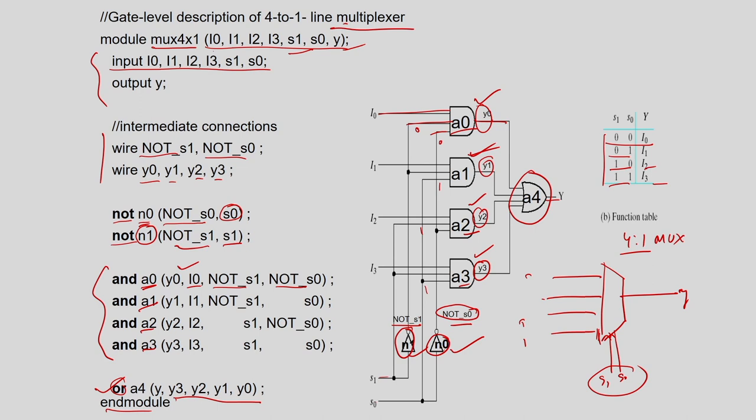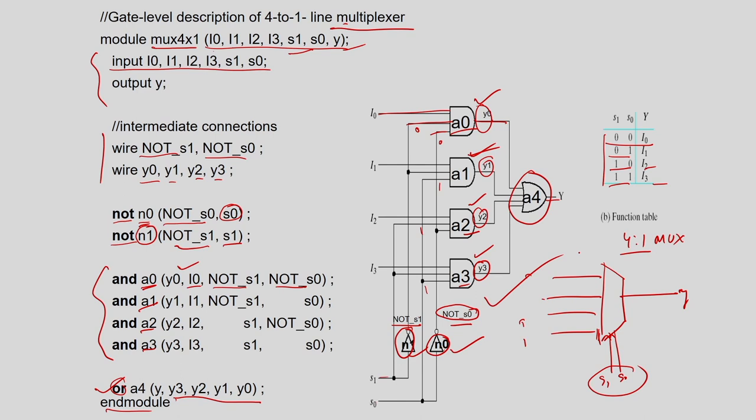So, this way you can develop any design at gate level. You just need to know these connections. You have to give a name to each gate and each wire and make the connections like this. Just instantiate the desired gate and put the port list in such a way that your interconnections become automatic. Okay, I hope this is clear.